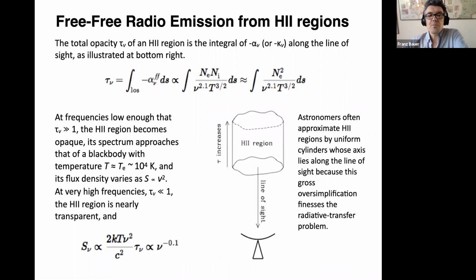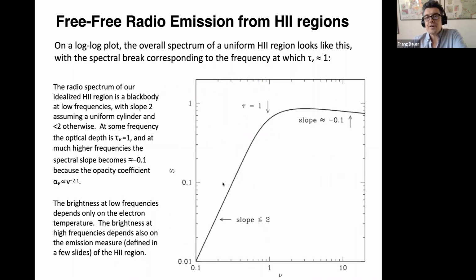Okay, so one can typically estimate this as a cylinder. You have the tau going through it along the line of sight. This works decently. And so if you plot this flux, you'll have the Rayleigh-Jeans portion where it's optically thick, with a slope which is around 2, or minus 2.1. And then you have a flat portion where the slope is just very minorly dependent on frequency. And this will end up being what you see.